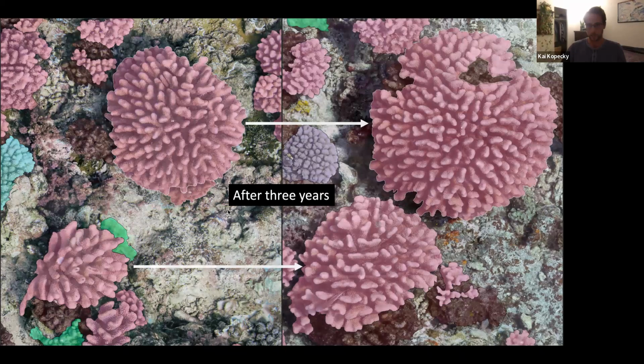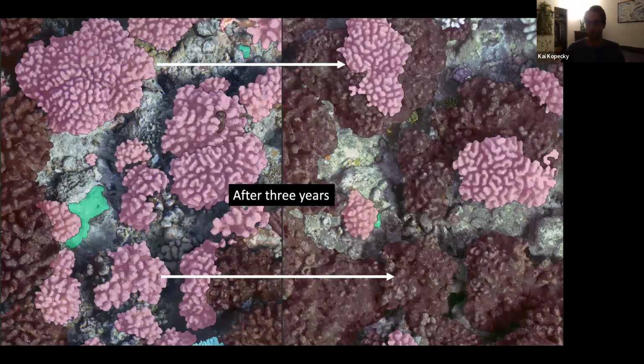But in other cases, you have a lot of corals that didn't survive. This big one here shrunk by quite a lot. This one down here died completely. It turned into this brown fuzzy coral that got covered in algae.